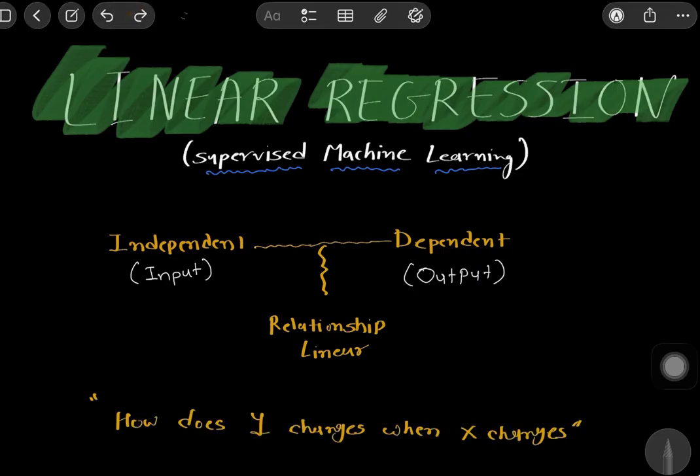Now, in linear regression, what we want to predict is how my y changes when x changes. So x is our input and y is our output. What we want to find is how my y, which is my output, changes when x changes, meaning whenever the input changes. So this is the intuition behind linear regression.